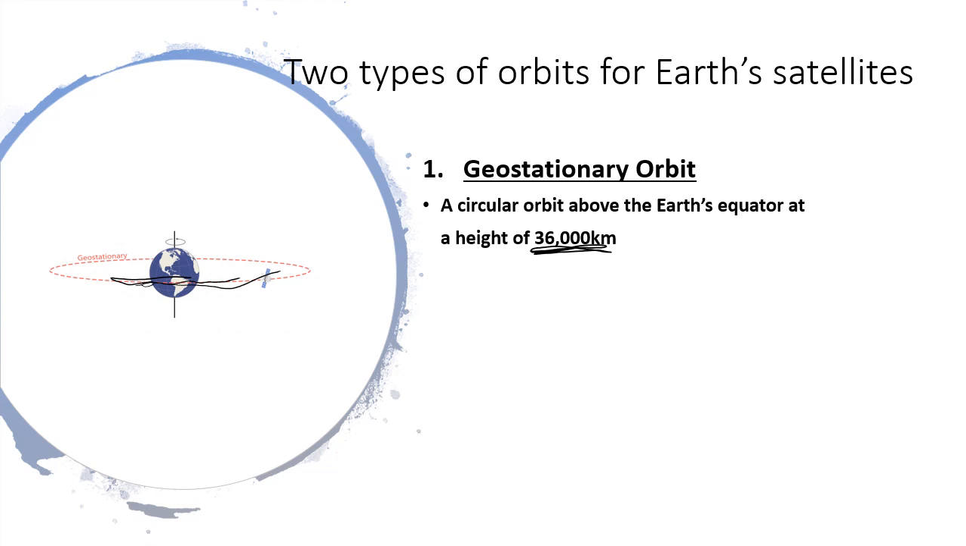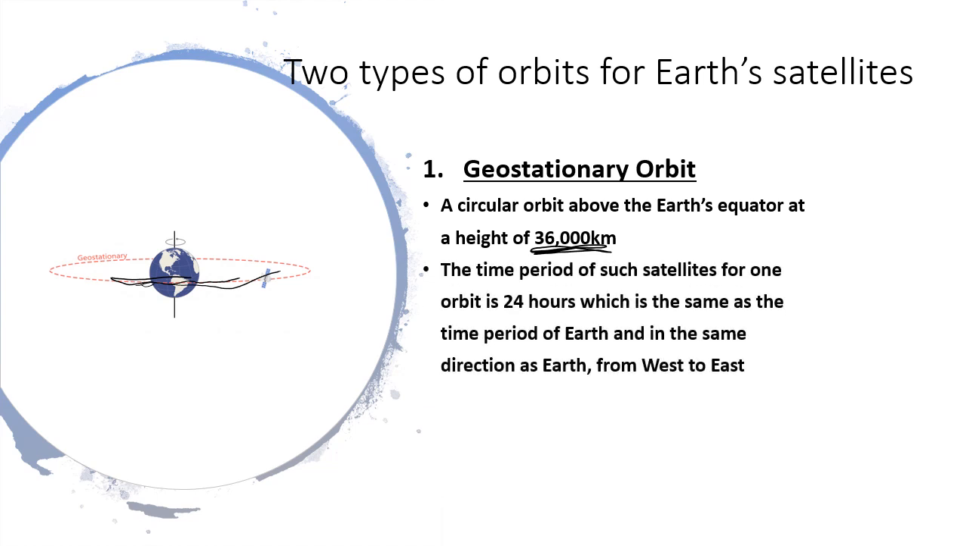It is around 35,800, that range, but at the moment we can approximate it to 36,000 kilometers. Now, there is a reason why it has to be at that particular height itself. So geostationary orbit is a circular orbit that is above the Earth's equator at a height of 36,000 kilometers.